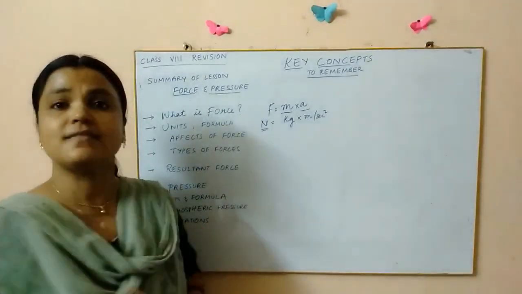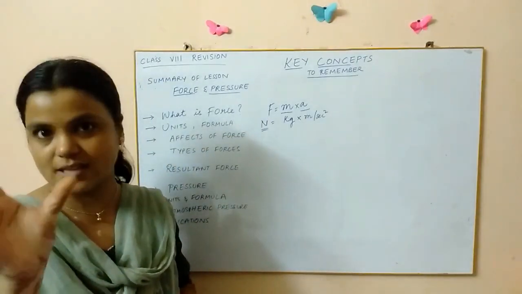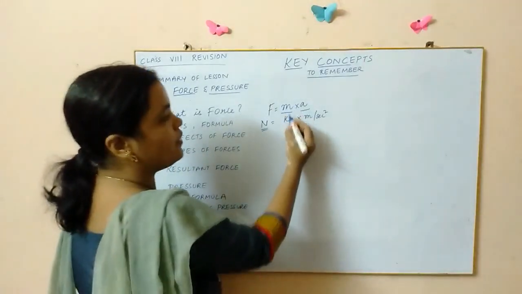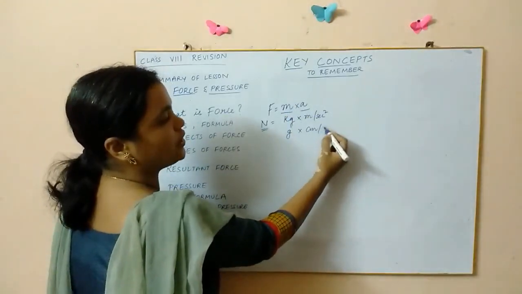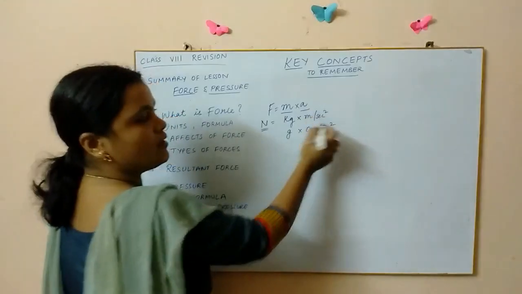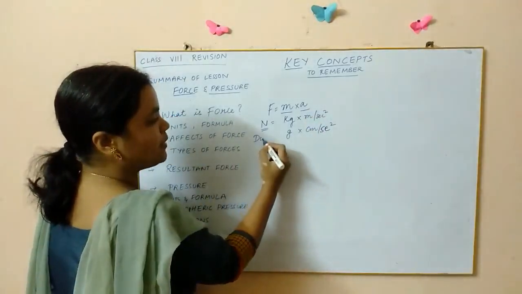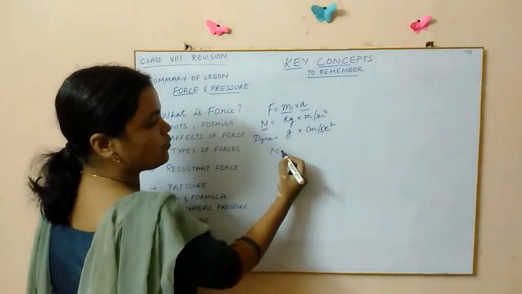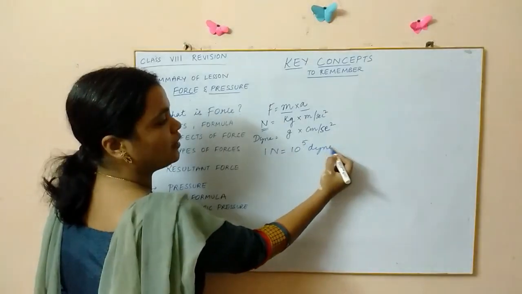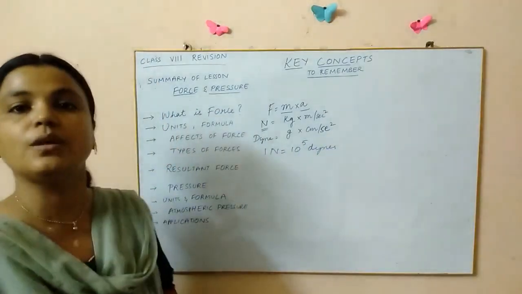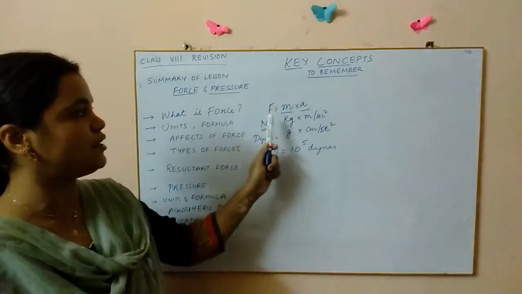In the CGS unit system, CGS is centimeters, grams and seconds, we measure mass in terms of grams and acceleration in terms of centimeters per second square. And in that case, the unit of force becomes dyne. So how much is 1 dyne? 1 Newton is equal to 10 to the power of 5 dynes, children. So this is the relationship between Newton and dyne.